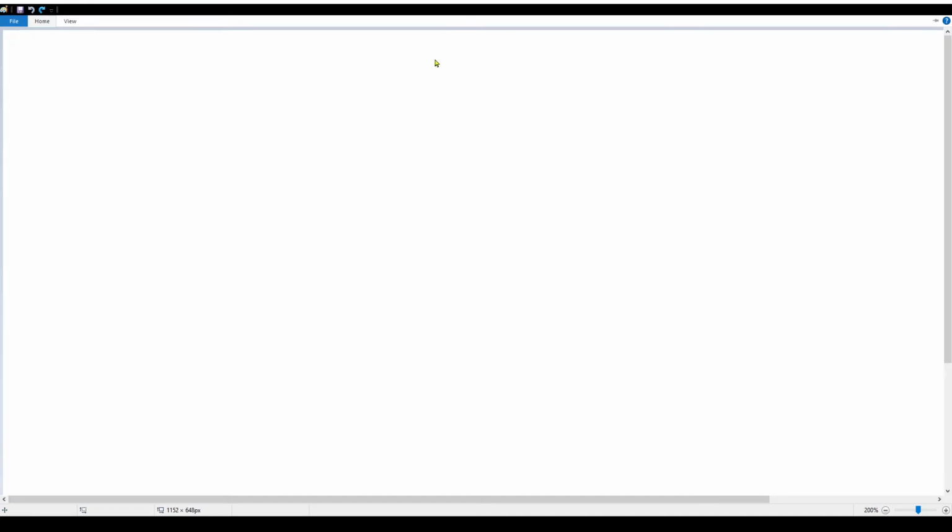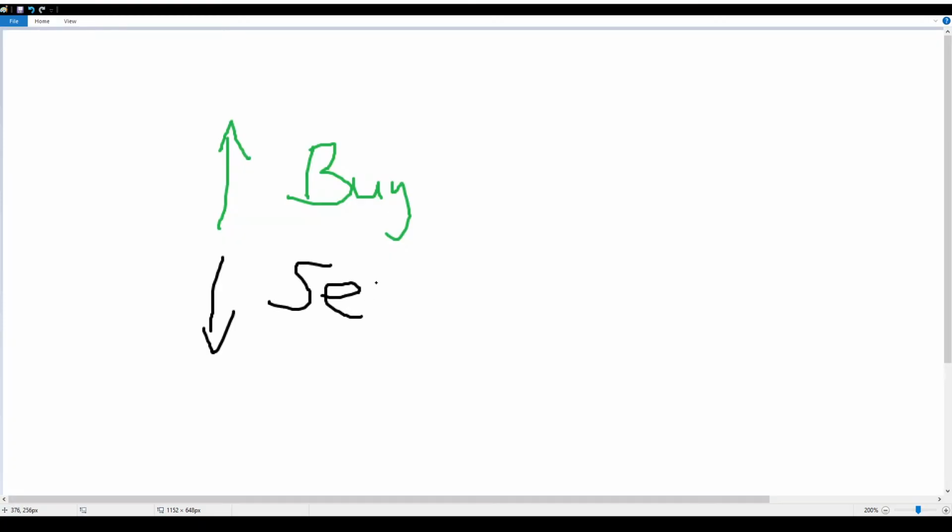Okay, so like I said, the market can either go up or it can go down like that. Okay, and then when it's going up, we are looking to open up buy trades. All right, and then when the market is going down, we're looking to open up sell trades.